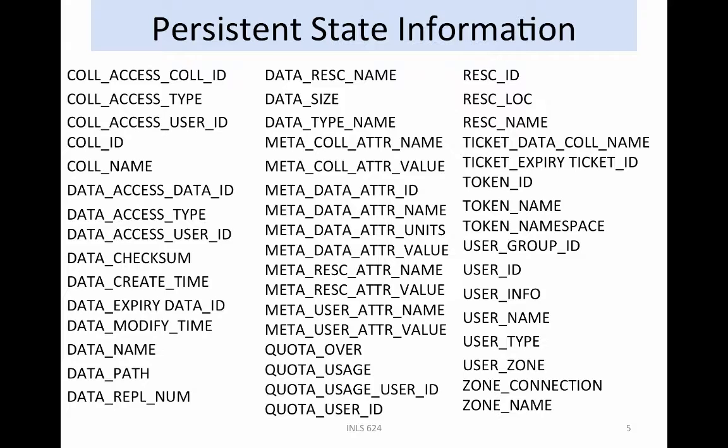The meaning of each attribute is defined in Appendix B of the Integrated Rule-Oriented Data System Microservice Workbook. For example, the file name is stored in the data name attribute, the data size is stored in the data size attribute, and the username is stored in the username attribute.